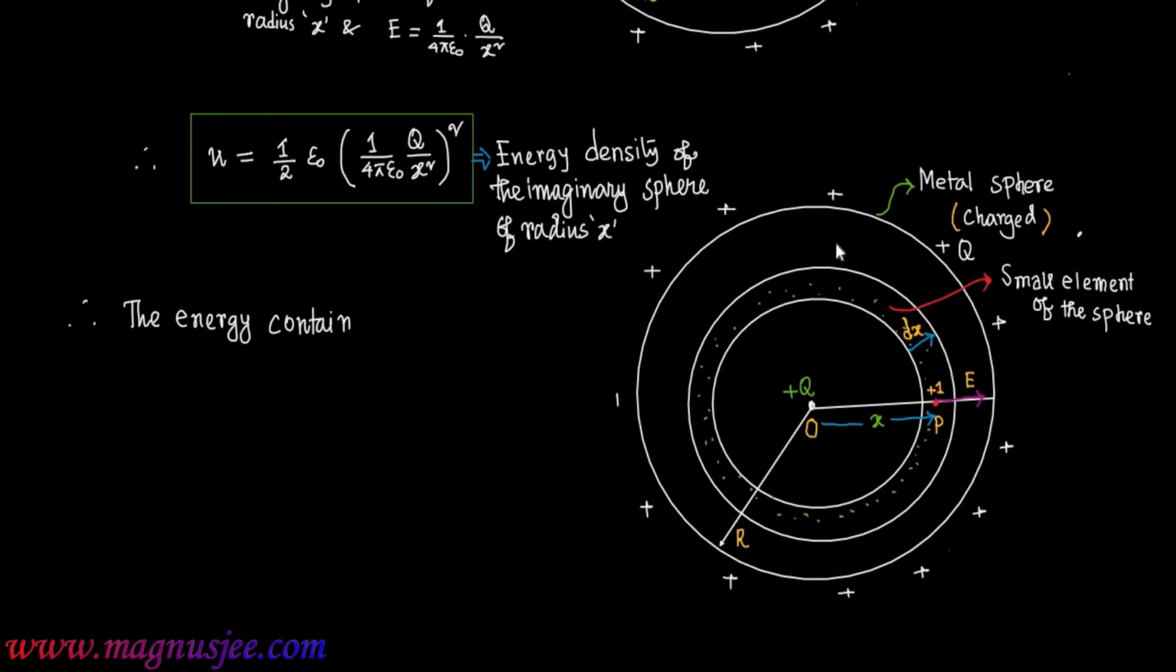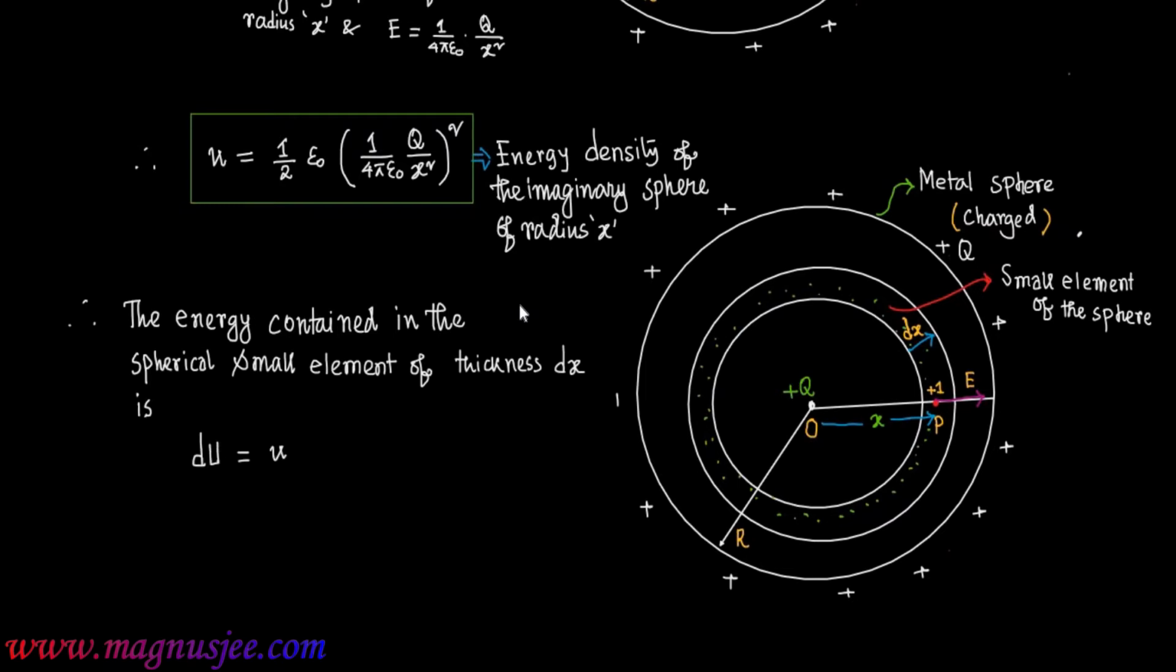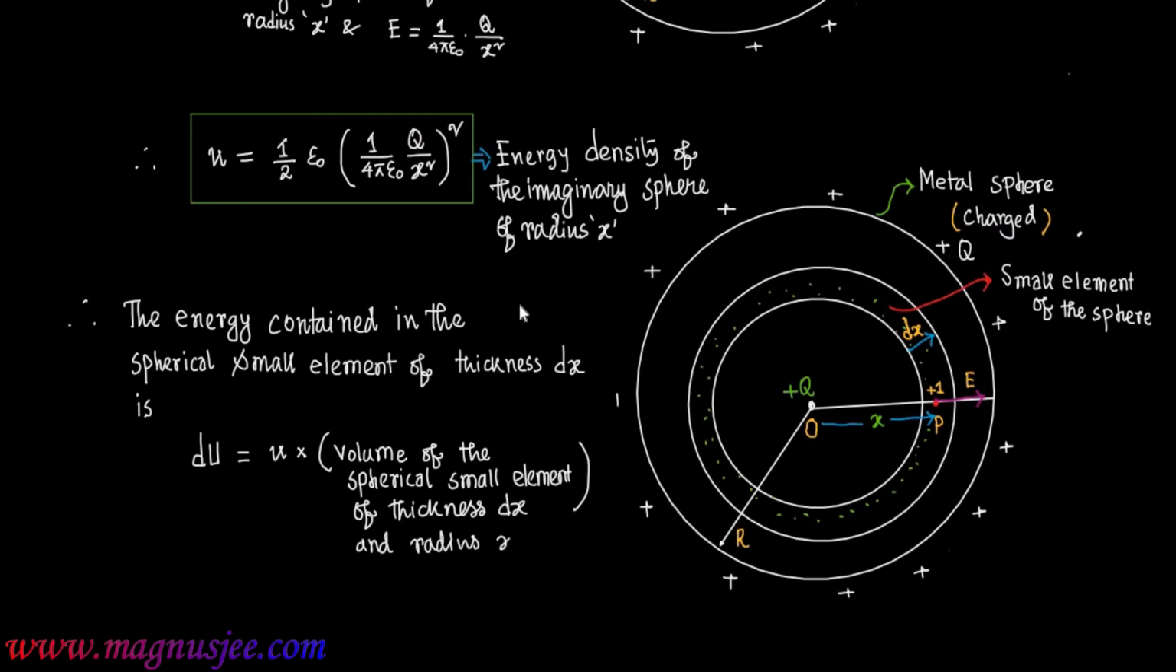Therefore, the energy contained in the spherical small element of thickness dx is given by dU equals small u into the volume of the spherical small element of thickness dx and radius x, which equals small u into 4 pi x square dx.